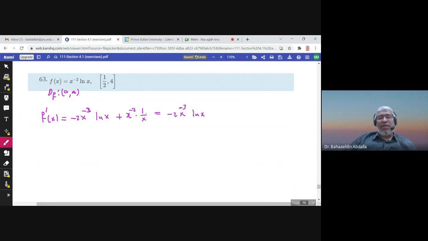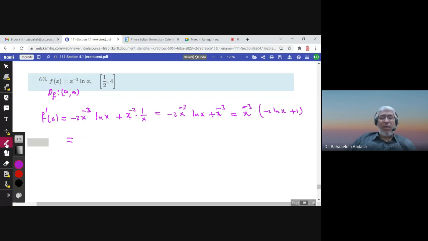And if I raise x up, I have x to the power negative 2 times x to the power negative 1. When you add the powers, you have actually x to the power negative 3. Take a common factor, which is x to the power negative 3. So I will have negative 2 ln x plus 1. So f prime would be 1 minus 2 ln x over x to the power 3.